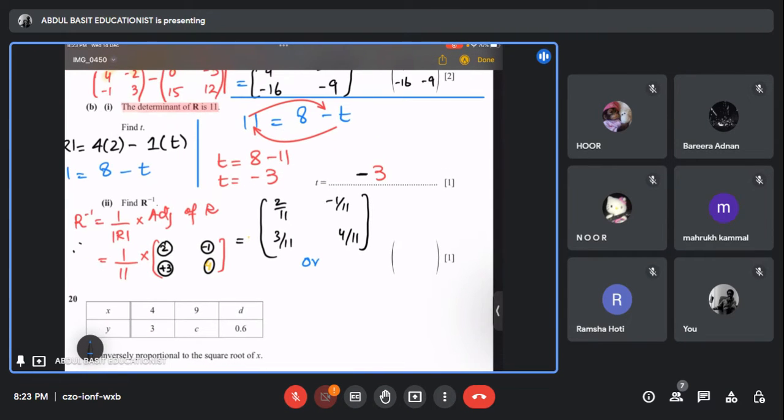And you can write 1 by 11 outside like that, and 2, that is 3, that is -1, and that is 4. Both are acceptable because it's for 1 mark. Okay, is this clear? Is this clear?